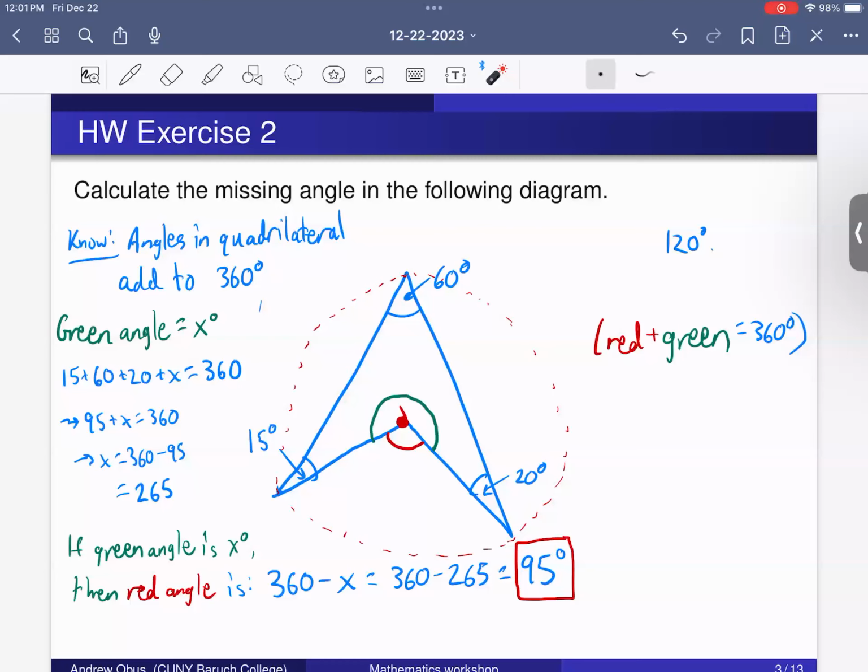Yes, Francis. I'm having a bit of a problem, because if we look at the angles 60 degrees plus 20 degrees plus 15 degrees, it will sum up to 75 degrees. I'm seeing 95 there. 15 plus 20, okay, good, 95. It's okay? Yeah, it's okay. Okay, good. All right. Other questions?